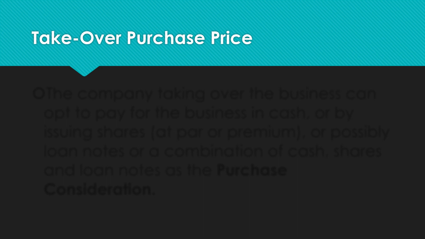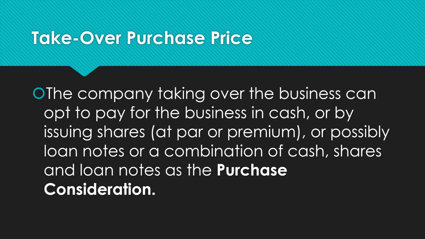So let's look at when you are taking over a business, the fact that you actually have to pay a price for taking over this business, which is called the purchase price. Now, the company taking over the business, what they can do is that they can opt to pay for the business in cash or by issuing shares, and they can issue those shares at par or premium. And when we say premium, we mean they can issue them above the par value.